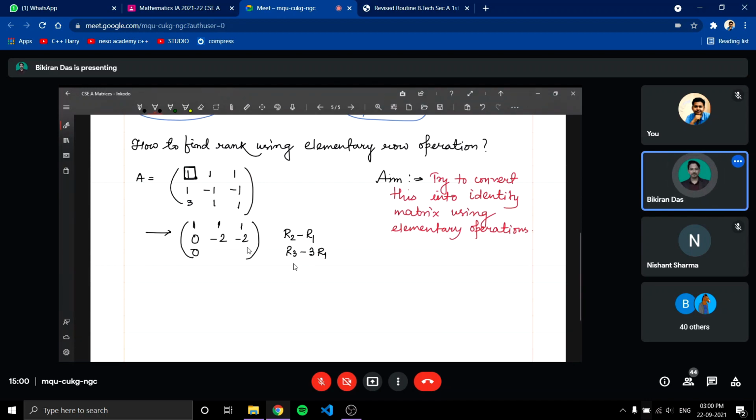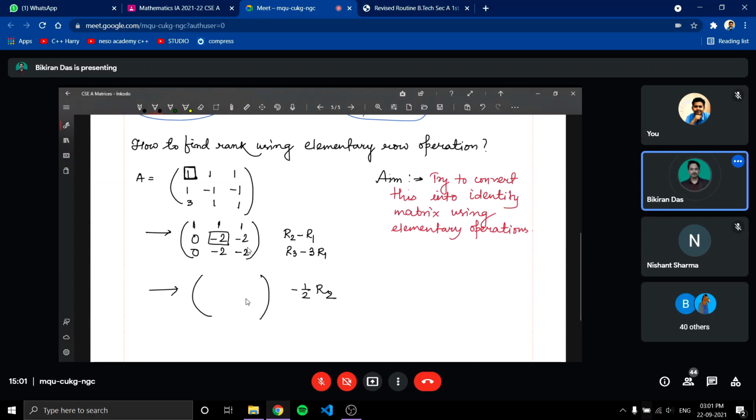This will give us what? Minus 2. Again, this will again give us what? Minus 2. Okay, this does give us minus 2. Okay, done. So what is the next task? The next task is to make this element 1. So to make this element 1, what should we do? We should multiply it by minus half.